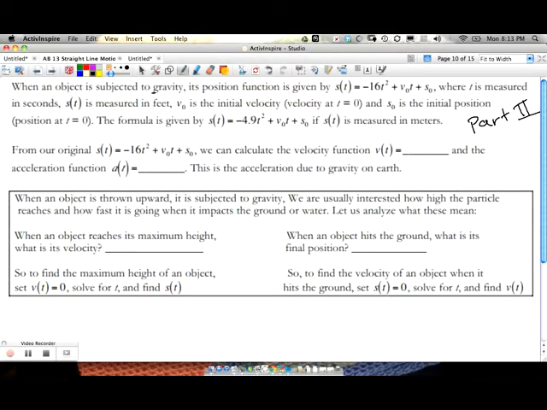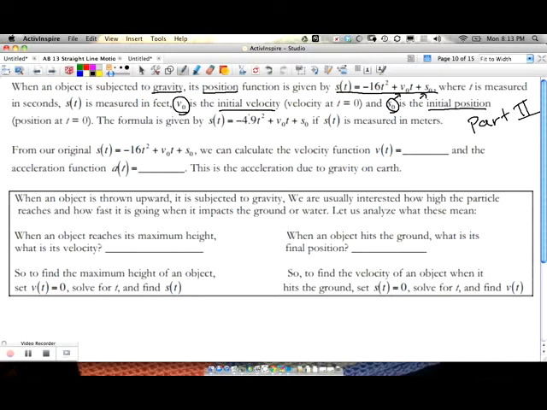When an object is subjected to gravity, which is pretty much all the time if you're in physics, gravity's all around you, dependent on size and distance. Kind of interesting stuff. Its position function is given by this. Whoa, what the heck is that stuff? What is this v0 s0? Well, v0 is the initial velocity. s0 is the initial position. In other words, the start.